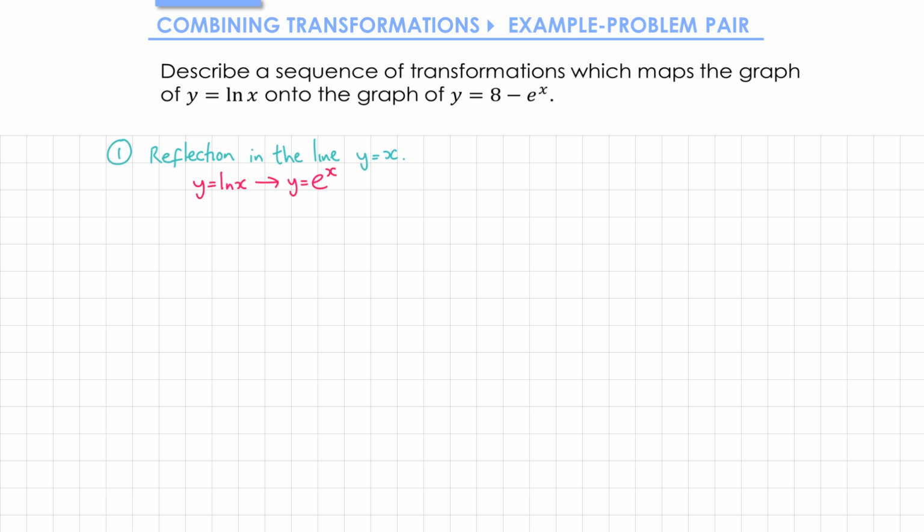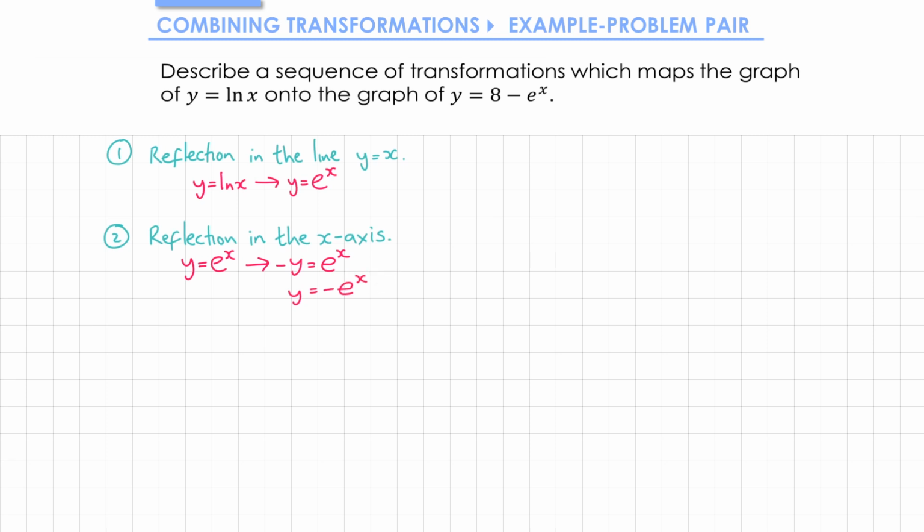Next, we need to get from e to the x to minus e to the x. To do that, we'll reflect in the x-axis. A reflection in the x-axis tells us to replace y by minus y. Multiplying both sides by minus 1 gives y equals minus e to the x.